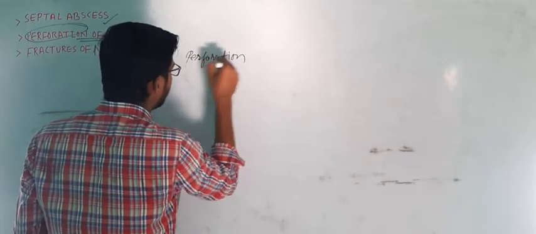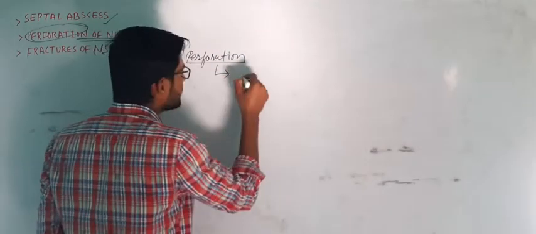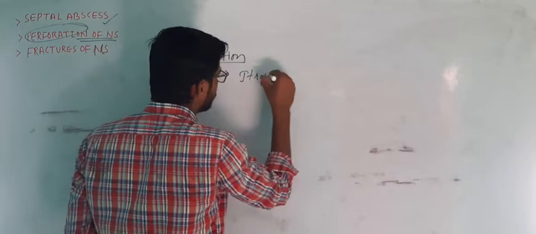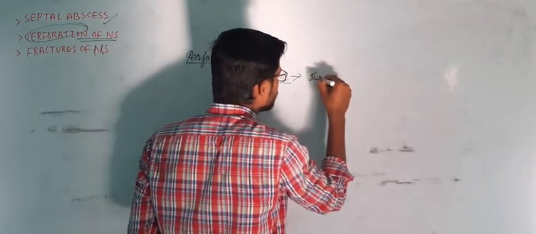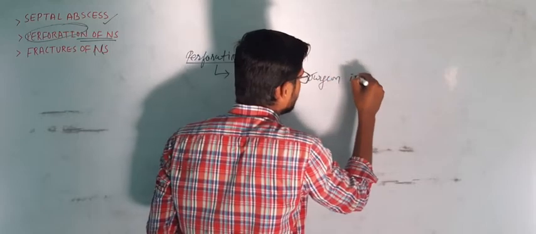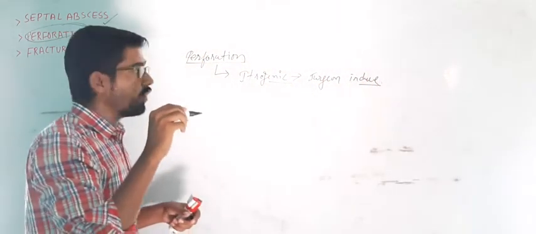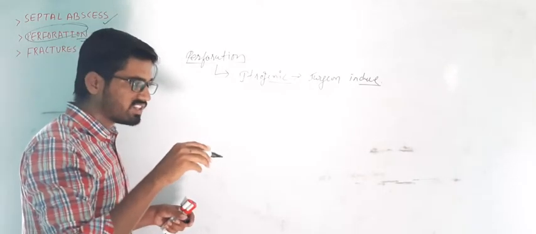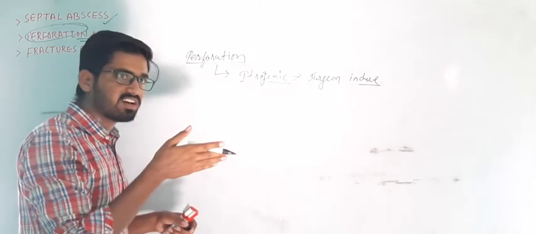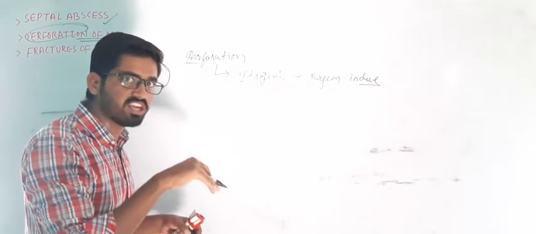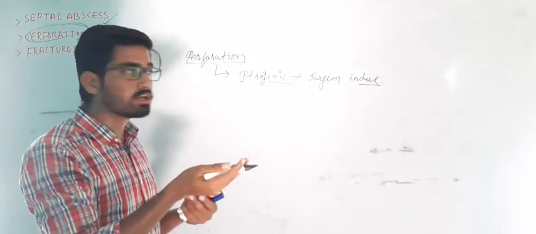I have told you everything, but one very important thing I forgot. Oh, sorry for that. It is the iatrogenic cause. What is this? This is surgeon induced. How? When the ENT surgeon is not lifting the flap very carefully, it will damage the cartilage part and it will lead to perforations.